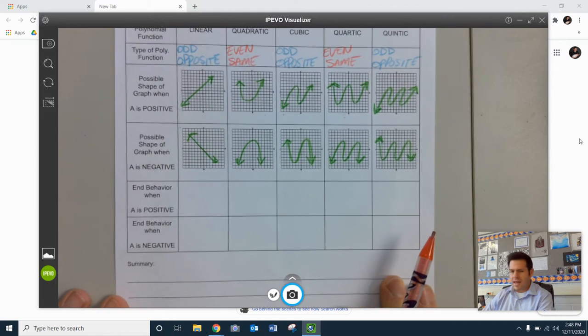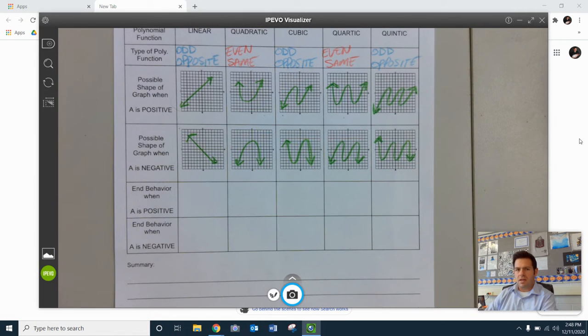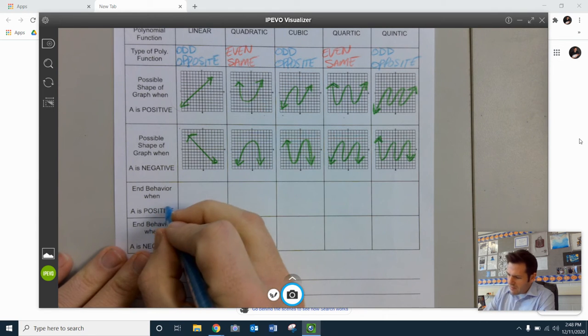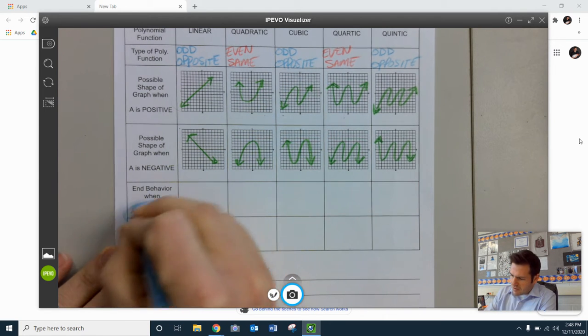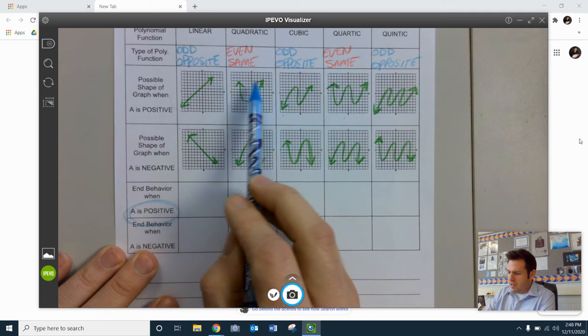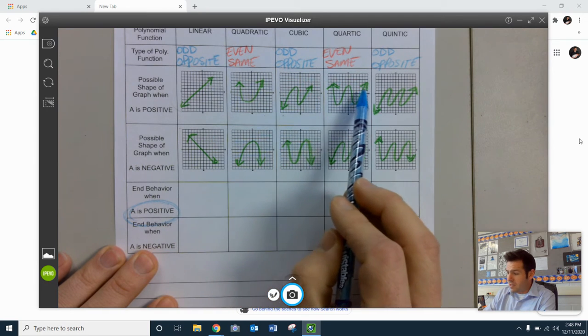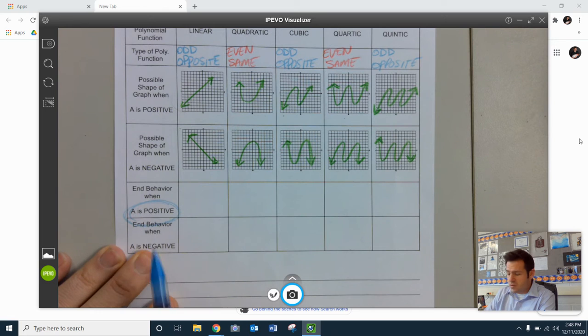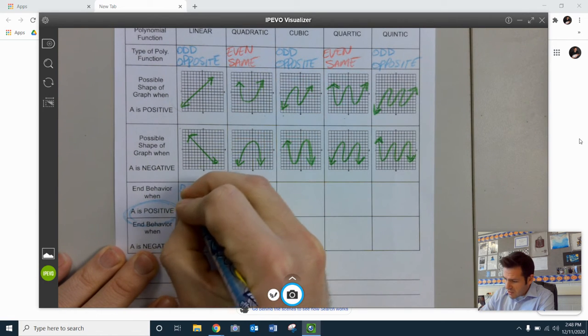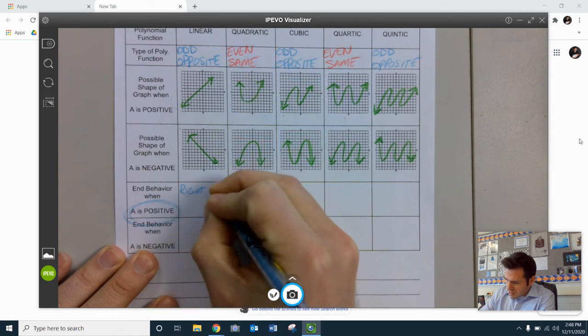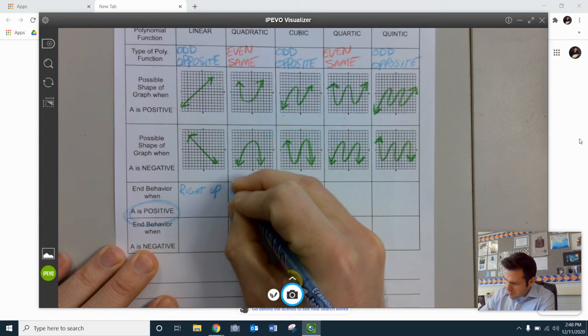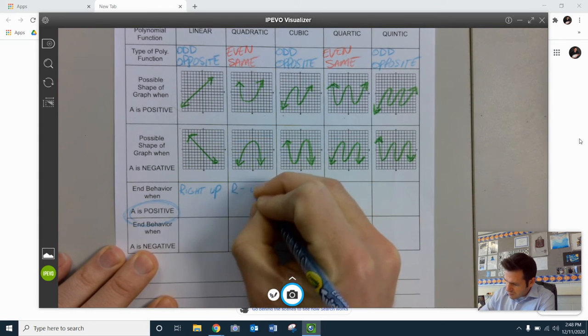To point out what happens with our end behavior, I always make sure that I focus on what's going on the right side first. It's just easier to think about it this way. If our a value is positive, no matter what, the right side is going up. I'll abbreviate.